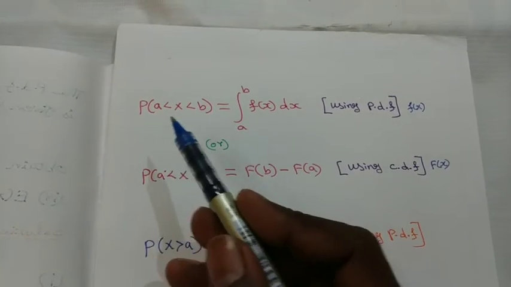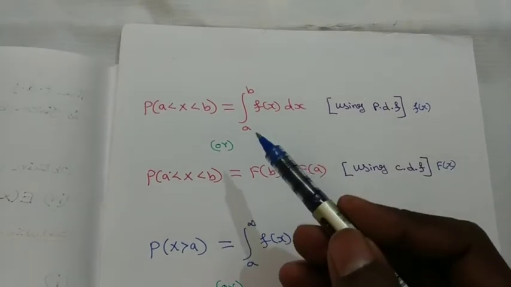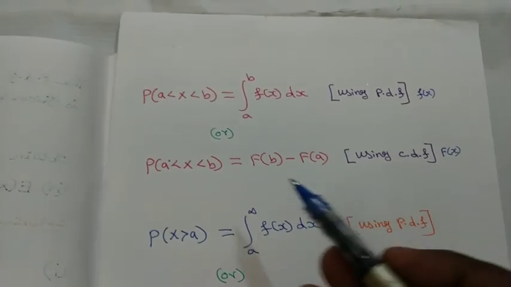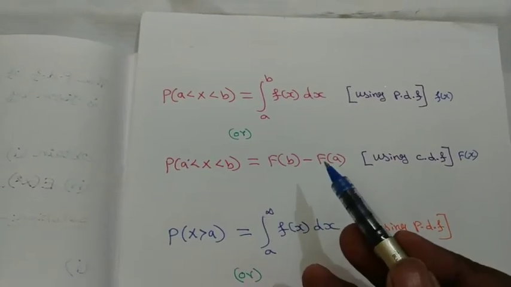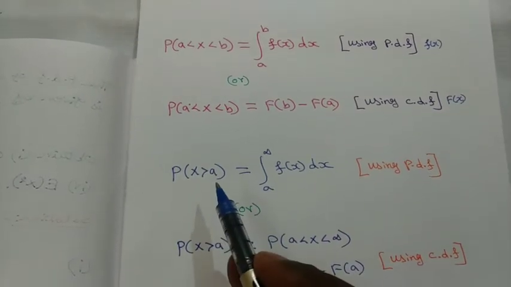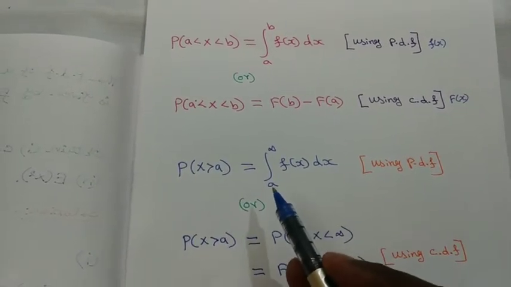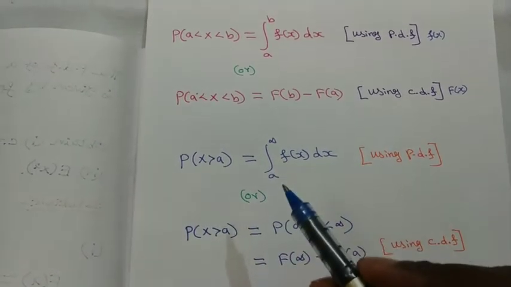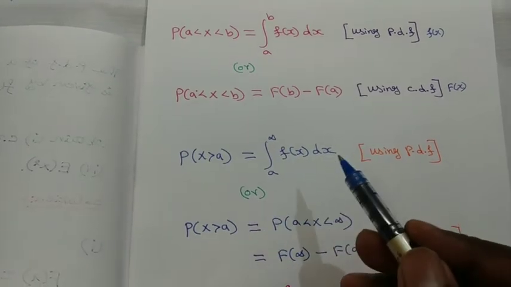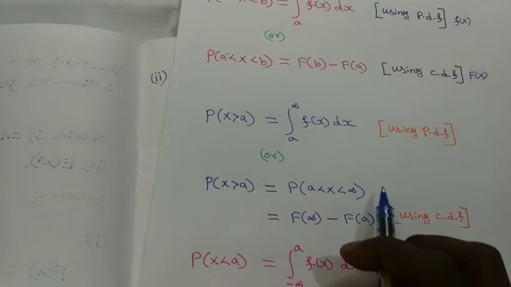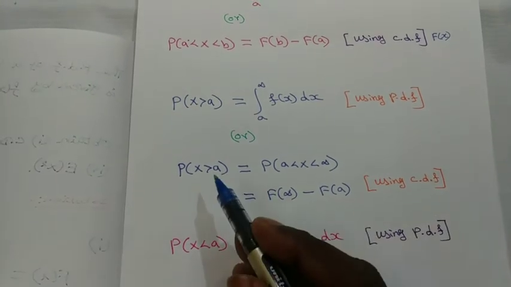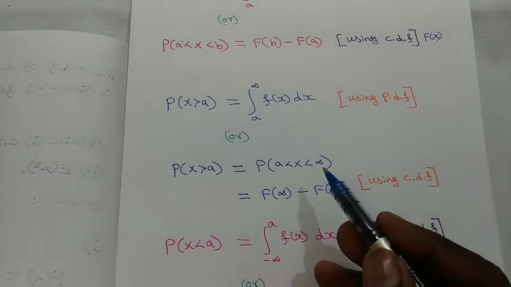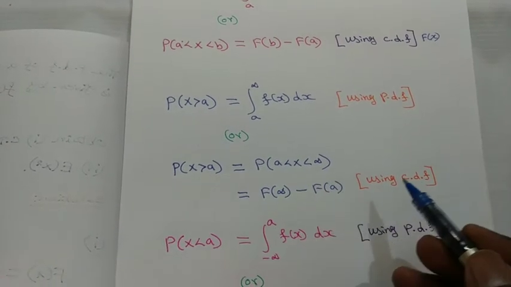You see, between A to B using PDF is integral A to B f of x dx. But the same formula using CDF is F of B minus F of A. Similarly, for P of x greater than A using PDF is integral A to infinity f of x dx. Greater than A means it goes to infinity. So A to infinity f of x dx. That is using PDF. Using CDF, P of x greater than A is F of infinity minus F of A. So this is using CDF.